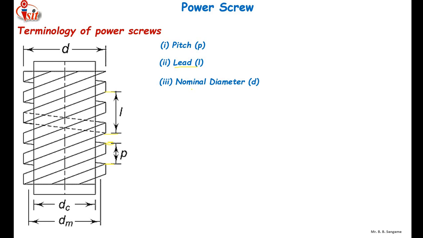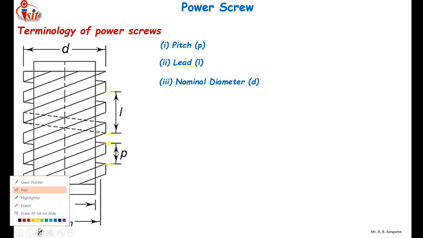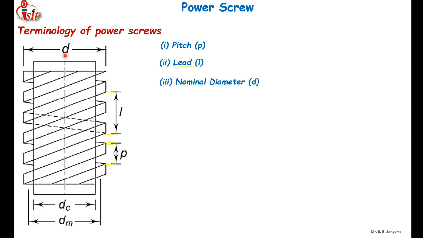Next is the nominal diameter. Here you can see that there are basically three terms. First is the small d. It is called the nominal or outer diameter. It is the maximum diameter of the screw. It is also represented by the term Do. Second is the core diameter. It is the smallest diameter of the screw. Third one is the mean diameter. The mean diameter is the average of the nominal and core diameter. It can be calculated by using the formula dm equals (d plus dc) by 2.